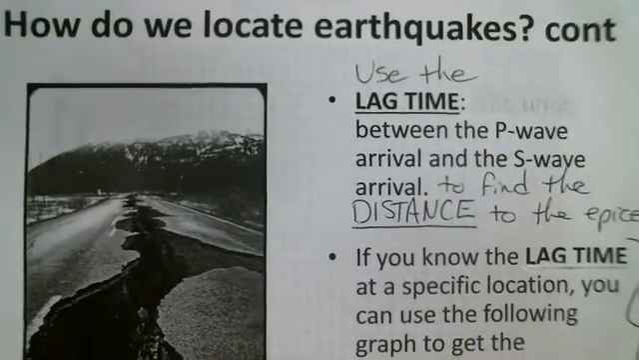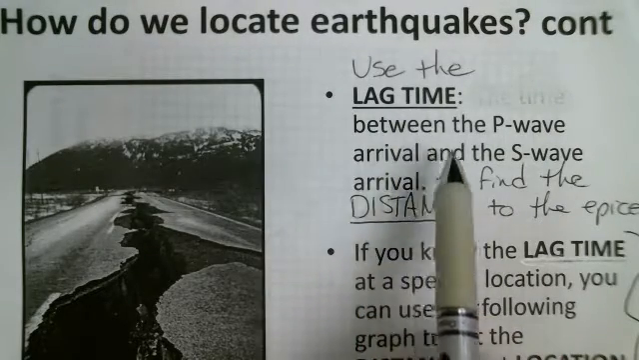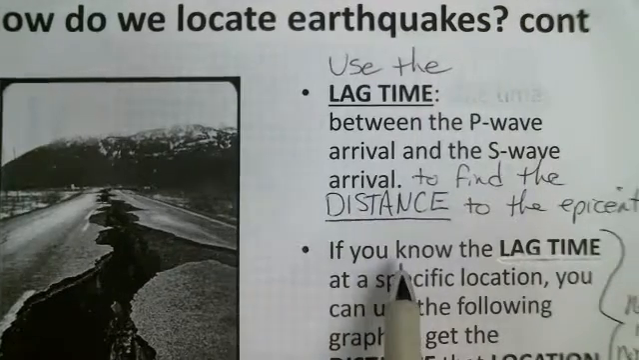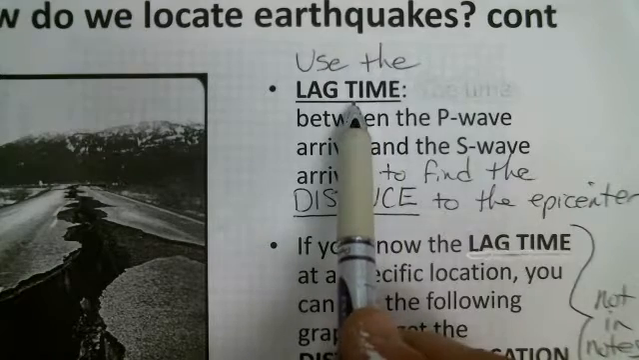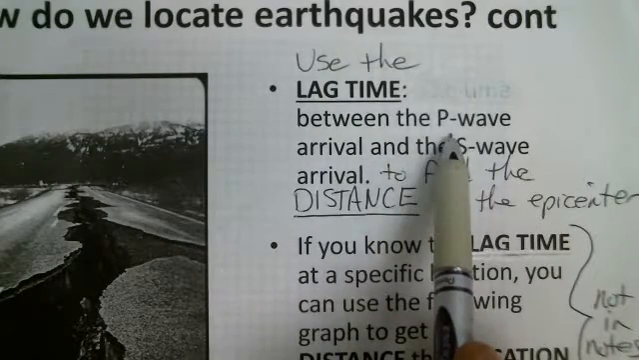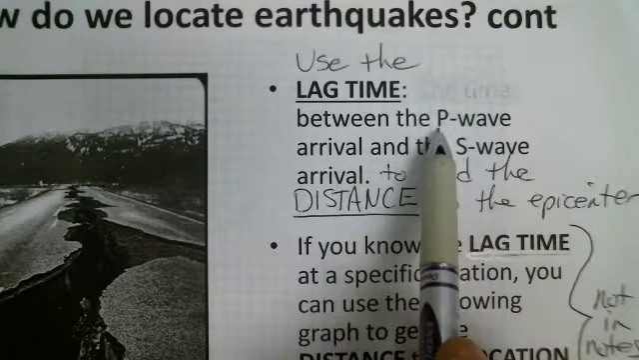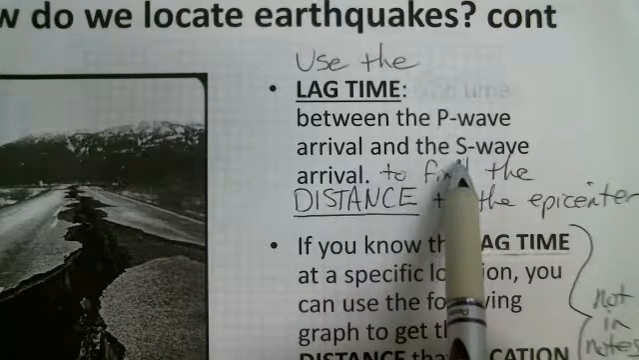So, how do we locate earthquake waves? Continued. We use lag time between the P wave and the S wave arrival to find the distance to the epicenter. The lag time is the difference in time from when the P wave hits us to when the S wave hits us. The P wave, remember, travels faster. It's the first one. And then the land calms down for a second, and then the S waves hit us.